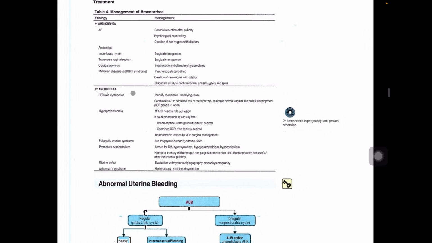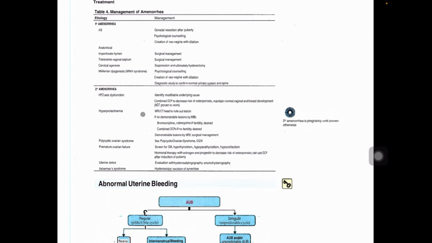In secondary amenorrhea, it could be related to HPO axis dysfunction. So identify the modifiable underlying cause. Combined OCPs decrease the risk of osteoporosis and maintain normal vaginal and breast development, though this is not proven to work. So in the HPO axis, modify the underlying cause and give OCPs to the patient to reduce the risk of osteoporosis and maintain normal vaginal and breast development.